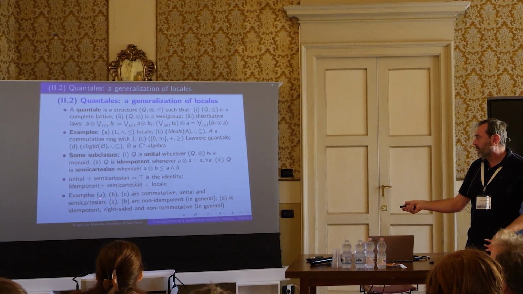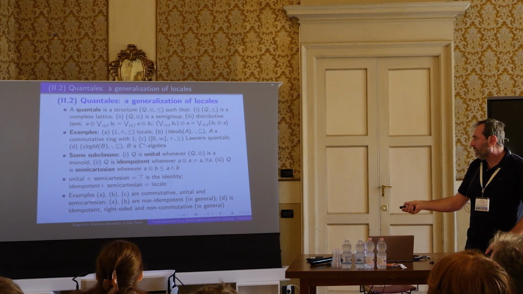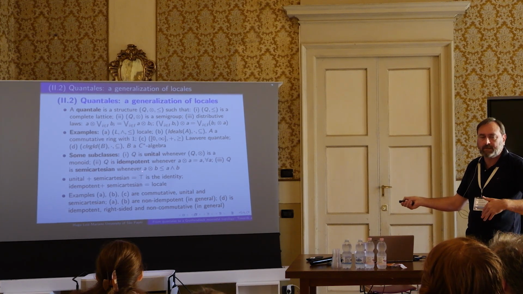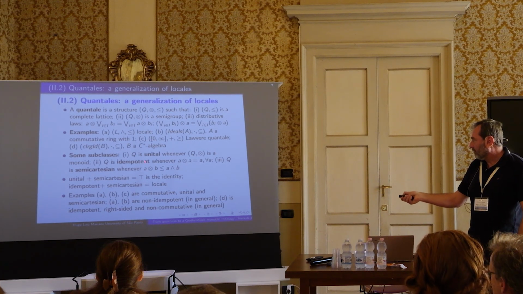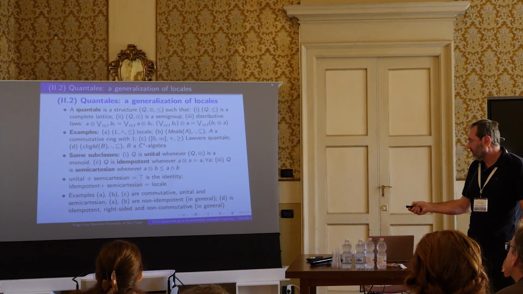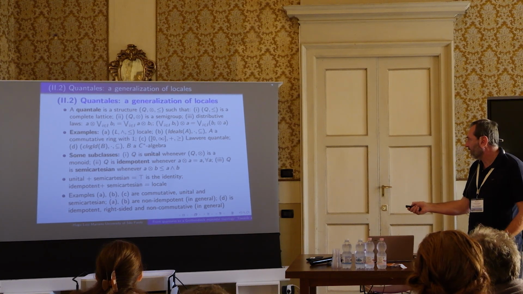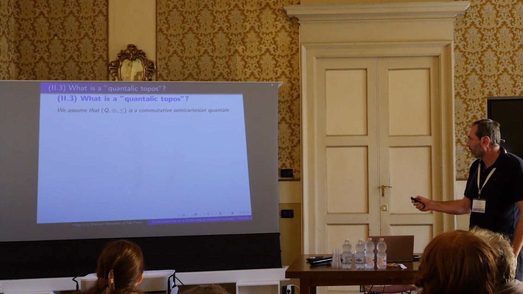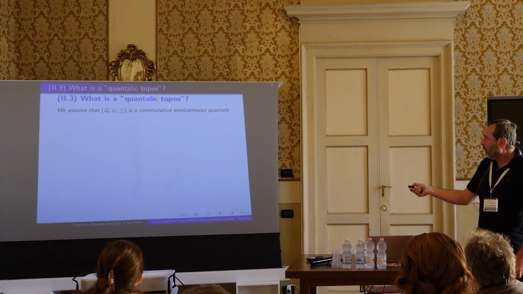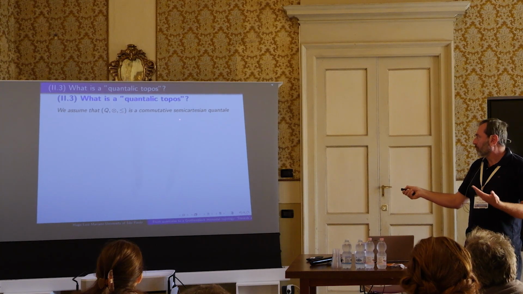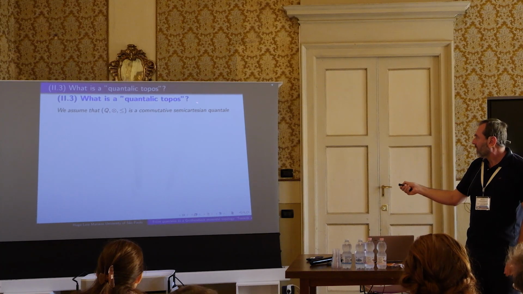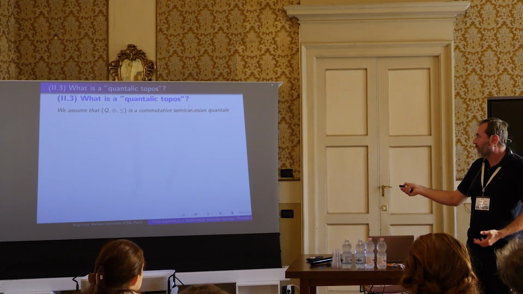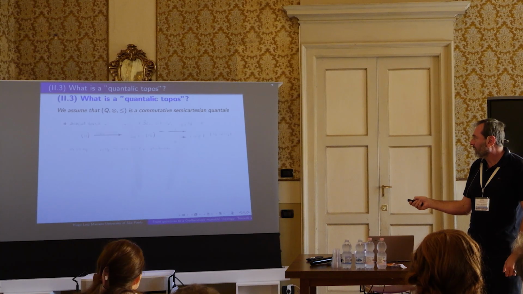Therefore, we are most interested in the first three examples that are unital and semi-Cartesian, are also commutative, but it's just for the first steps. But there are many other kinds of locales, involutive locales and other stuff. Quantales, sorry. So for the moment, we assume that we get a quantale that is commutative and semi-Cartesian. Semi-Cartesian is the relevant hypothesis here.